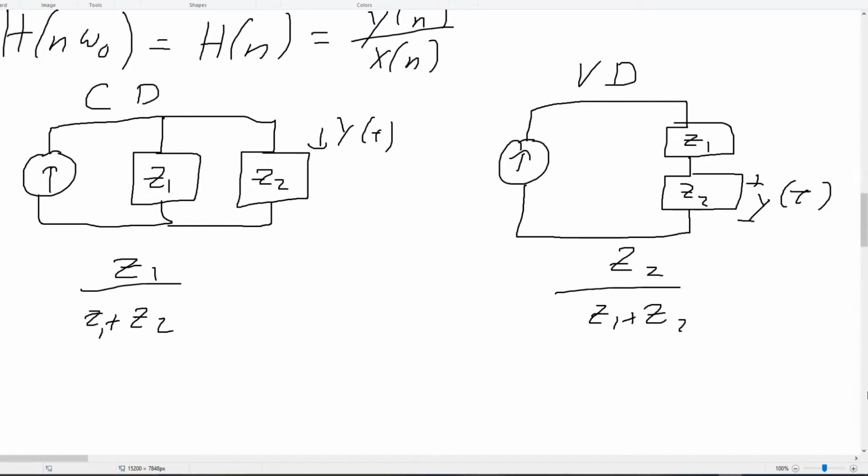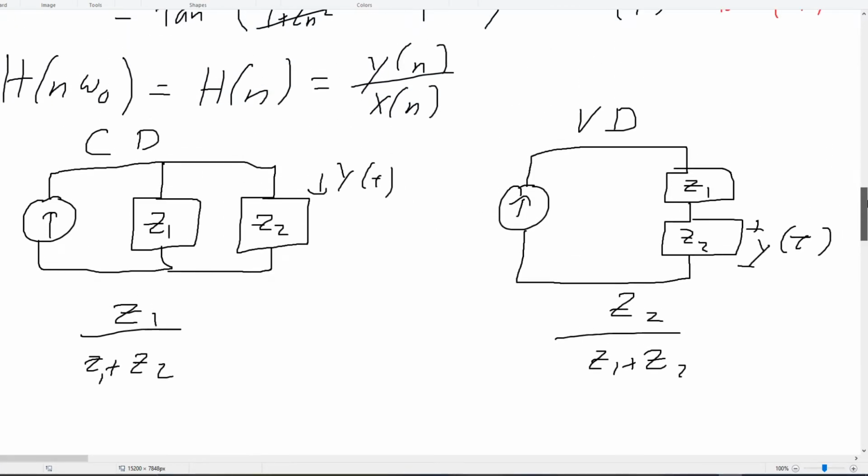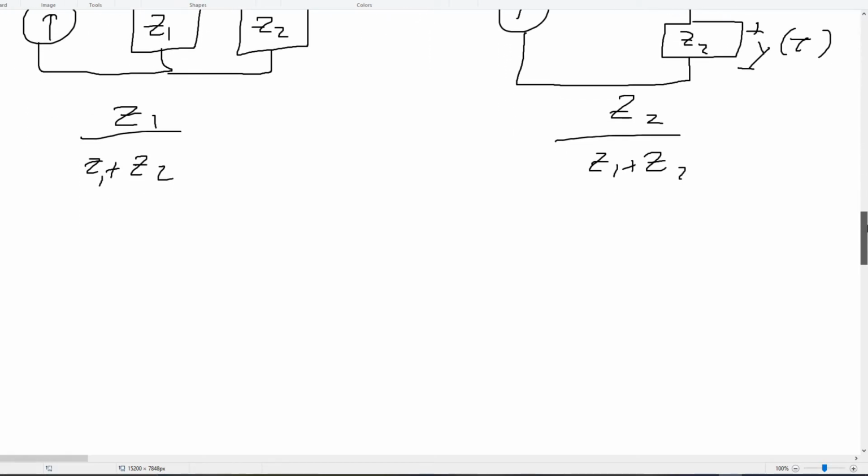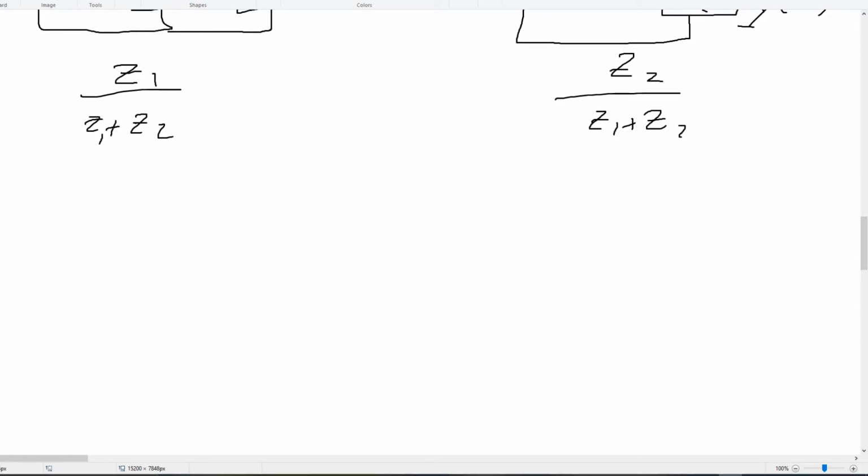So, since we're using current divider here, let's move on with the problem. Come on, Charlie. You gotta get onto the problem. People are waiting. Okay, so for current divider, okay.